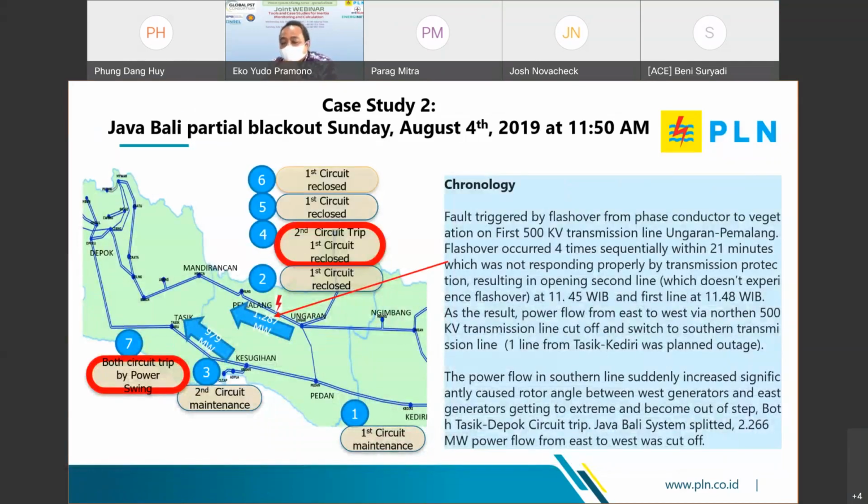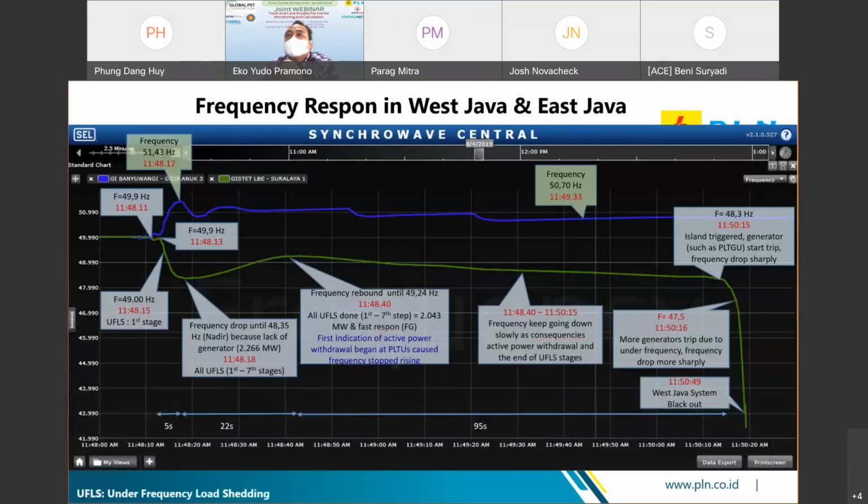Please, back to frequency response. Back again. Please, back again. Once. Correct. Frequency response in West Java and East Java? Yes.